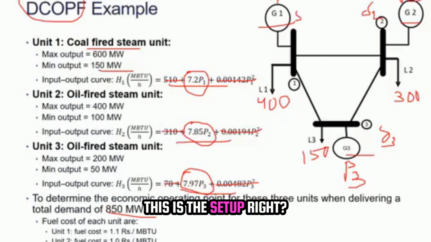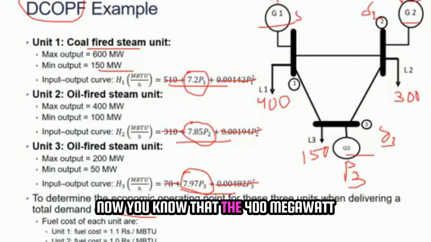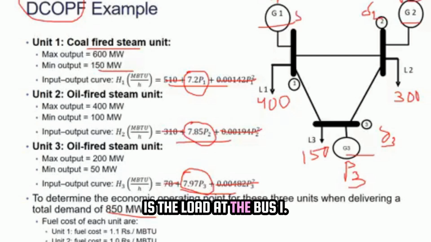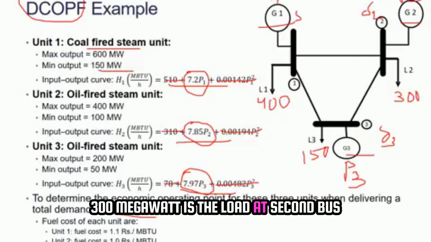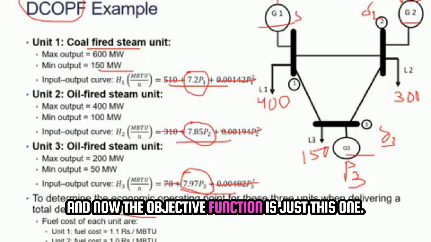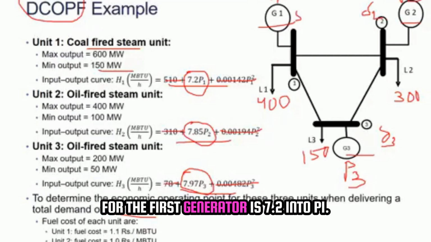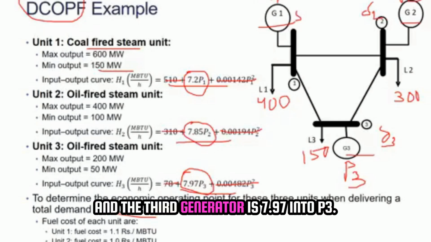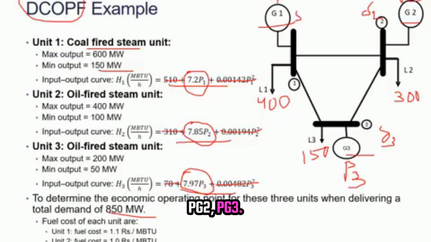This is the setup. Now you know that 400 megawatt is the load at bus 1, 300 megawatt is the load at the second bus, and 150 megawatt load is at load 3. I am asking what will be the optimal value, and the objective function is just this one. For the first generator it is 7.2 into P1, for the second generator 7.85 into P2, and for the third generator 7.97 into P3. What will be the optimal value of PG1, PG2, PG3?